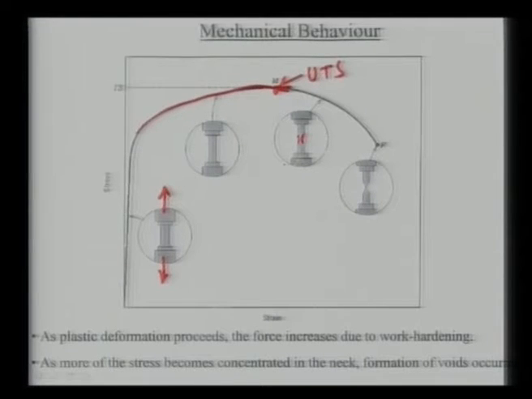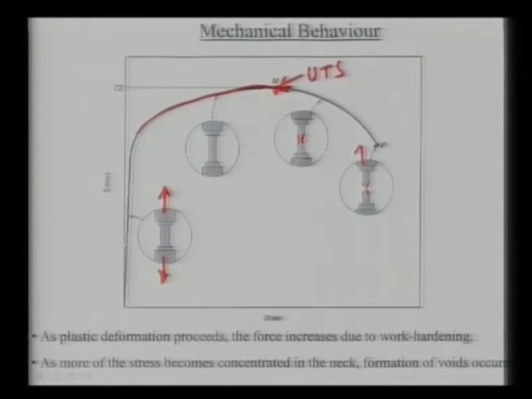I repeat, beyond the ultimate tensile strength, up to the point of fracture, the decrease in the cross sectional area is much faster than the increase in length. That means the material will contract in cross sectional area faster than the length increment that the material will experience. As a result, up to a point F, this material will not be able to bear the load any further, and it will cause the total fracture of the material.